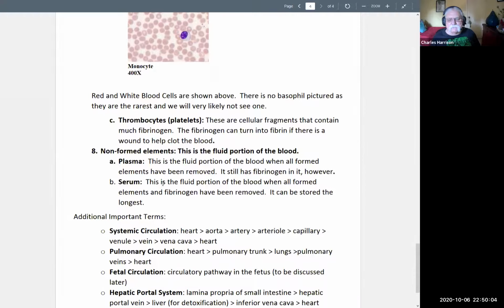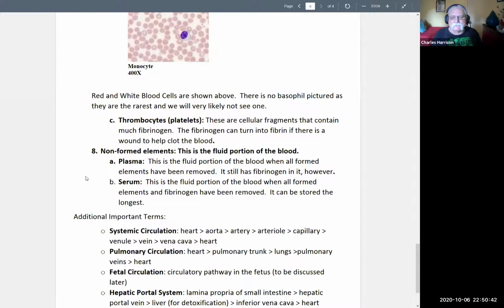Non-formed elements. The thrombocyte is the formed element. A non-formed element, that's the fluid portion of the blood. Okay. Plasma. It is the fluid portion of the blood when all the formed elements have been removed. How do you do that? Well, centrifugation. You can spin them out. And so when you only have the fluid portion, that's plasma. You can also filter them out as well and get the plasma. Okay.